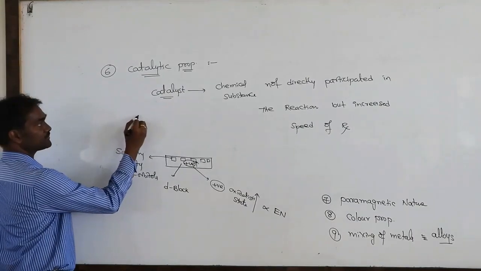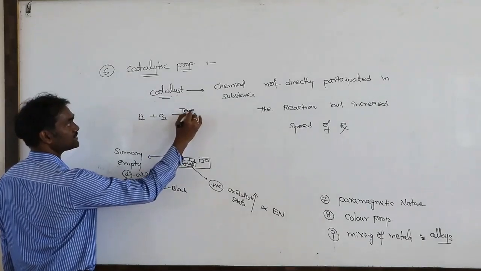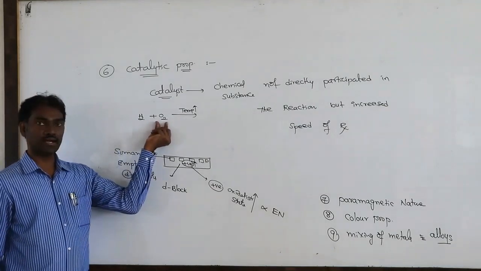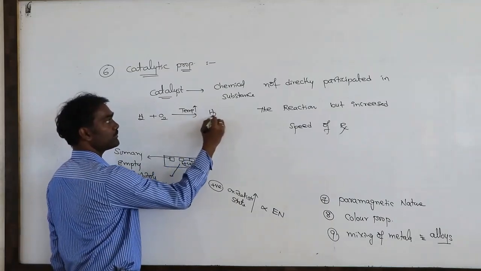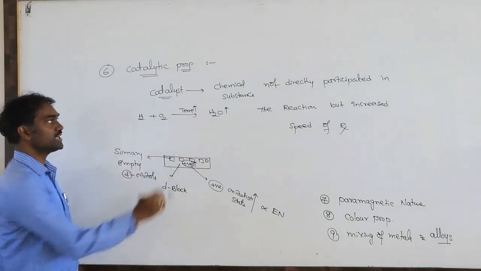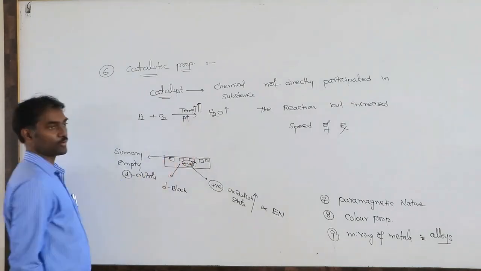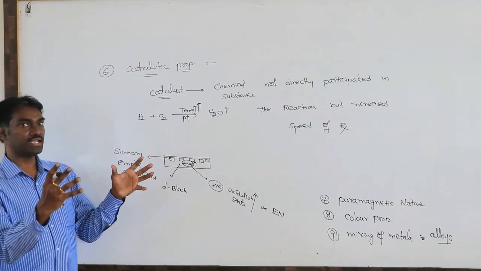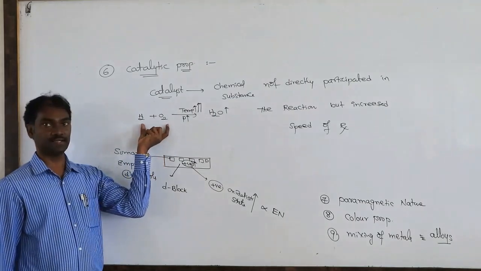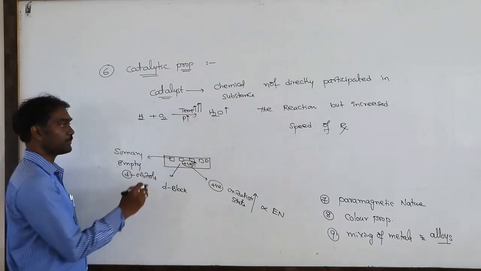Suppose you take a reaction. Hydrogen reacts with oxygen when you heat at the highest temperature. Then hydrogen collides with oxygen and they become water vapor. This is a general reaction. Here you need more and more temperature and highest pressure, because in one container hydrogen is on one side and oxygen on the other, so the collision is very less. Suppose you introduce our d-block element inside, then what happens?